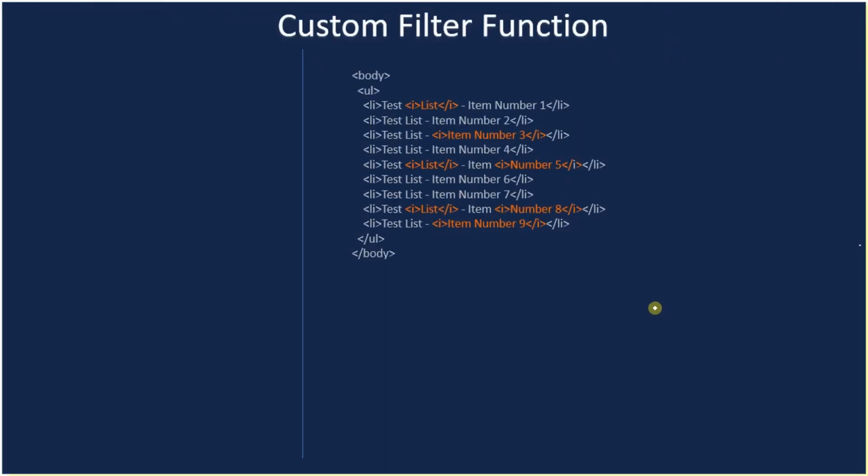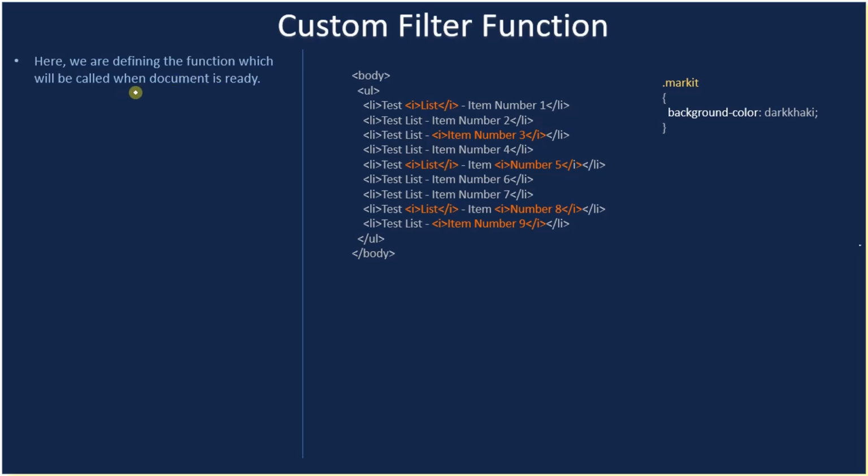In this example also, we are going to use the same HTML and the same marker CSS file. Here we are defining the function which will be called when the document is ready. So this is $(document), and to the ready we are passing a function. This you know already. We saw this in multiple examples.